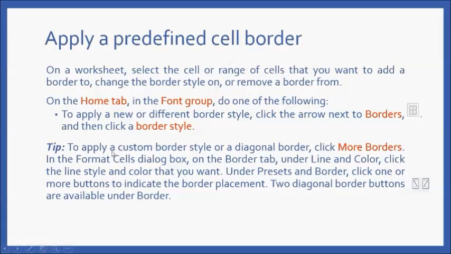Tip: to apply a custom border style or a diagonal border, click More Borders. In the Format Cells dialog box, on the Border tab, under Line and Color, click the line style and color that you want. Under Presets and Border, click one or more buttons to indicate the border placement. Two diagonal border buttons, as seen in the icon here, are available under Border.